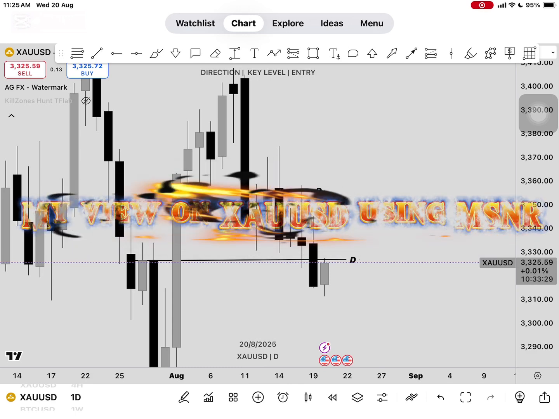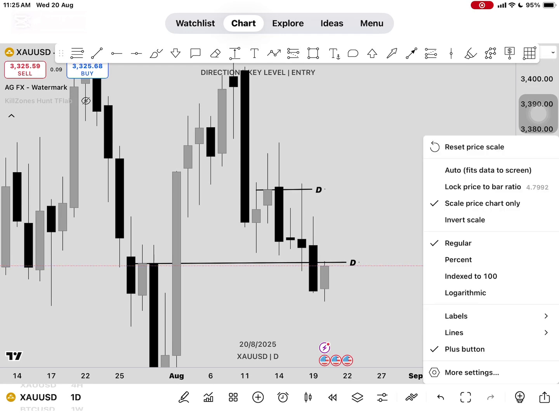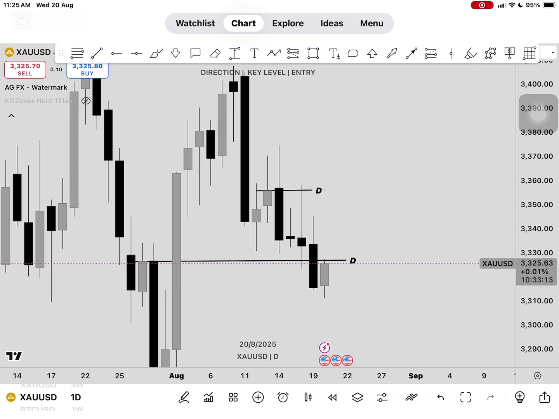Here is my take on XAUUSD based on MSNR combined with SMC. This is what I always look for. I want to see my bias first, and for my bias I need to see a daily rejecting a daily key zone. When a daily rejects a daily key zone, I will move one time frame lower to look for a break of structure.